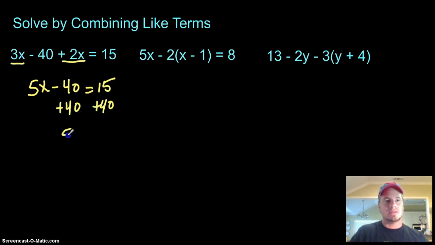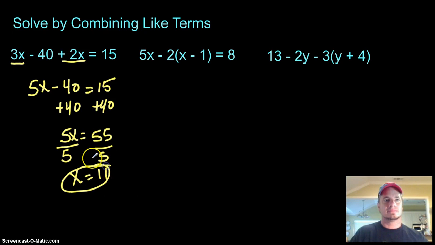Okay, so I get 5x equals 55. Now get rid of this multiplication bond by doing the inverse operation, which is divide by 5. Okay, then x equals 11. Okay, that's by combining like terms. Now we've done something like that before. Now we're going to do something like that here with the distributive property.